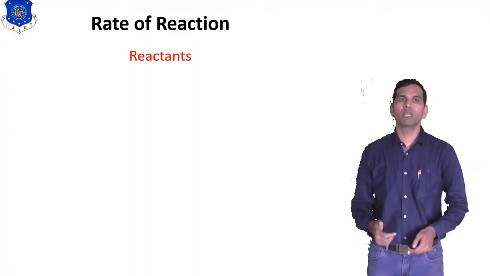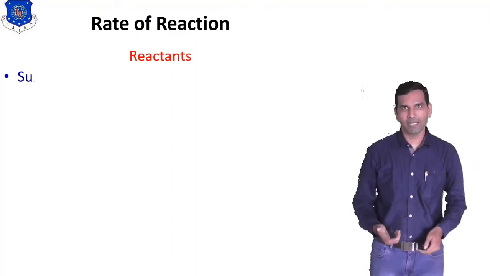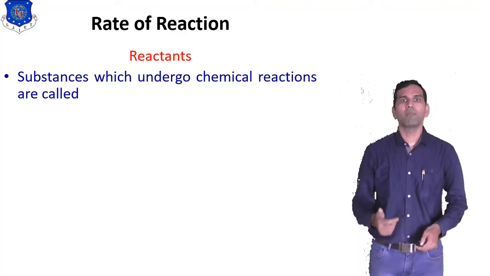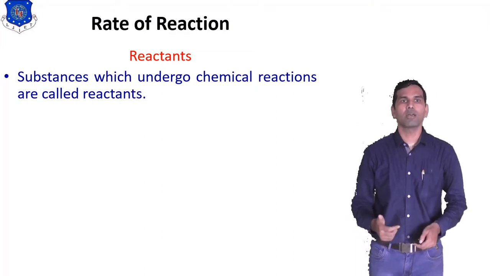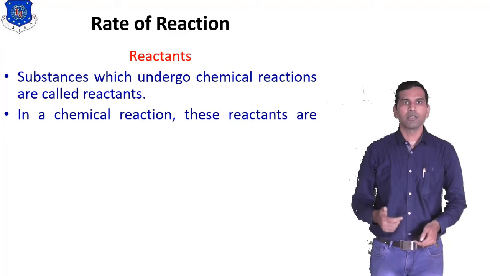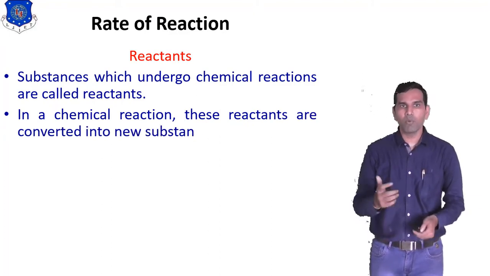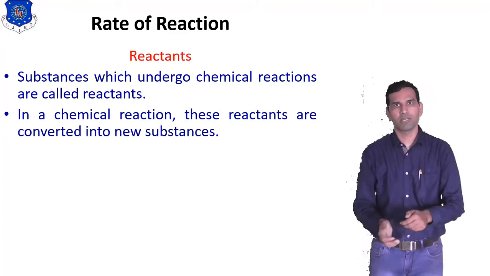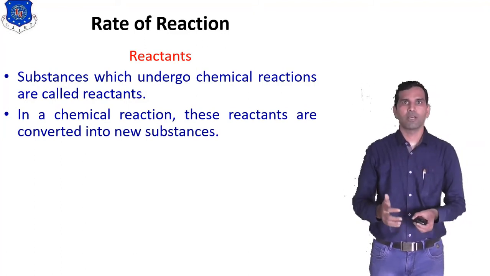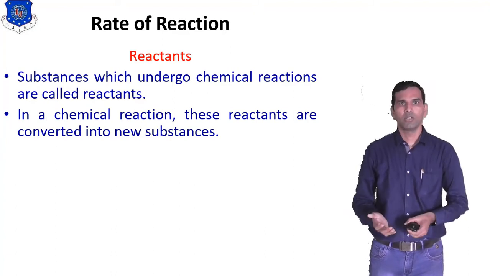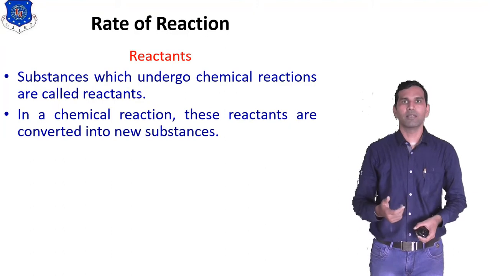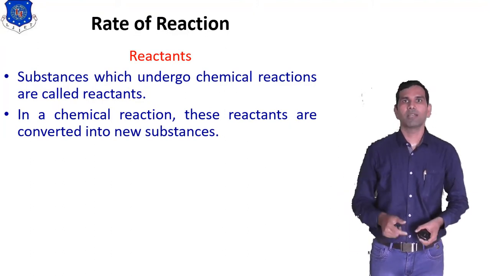Now, another question comes to our mind. What is a reactant? Substances which undergo chemical reaction are called reactants. In the chemical reaction, these reactants are converted into a new substance, that means into the product. So, the reactant is what we add into the chemical reaction.